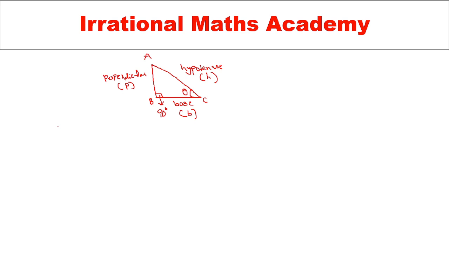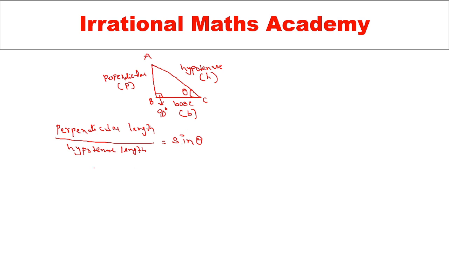So perpendicular length by hypotenuse length, we call this ratio sine theta. Clear? Here I wrote theta, so I wrote sine theta. In some cases you might have seen A, B, C. So if the angle is A, we'll write it as sine A. If the angle is B, we'll write it as sine B. Here I have theta, that is the reason why I wrote sine theta.